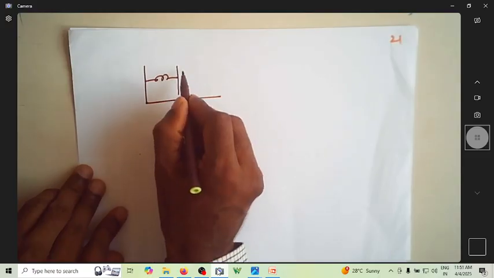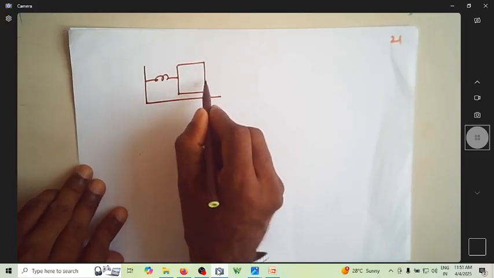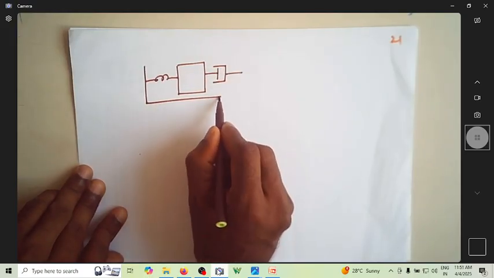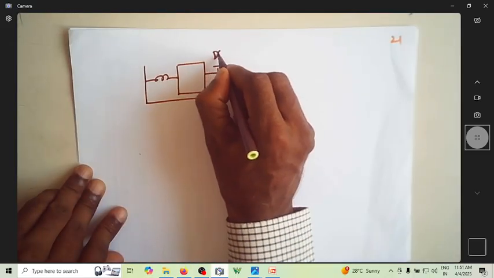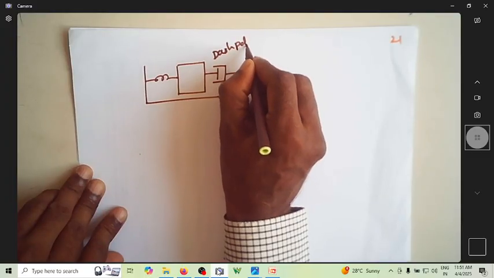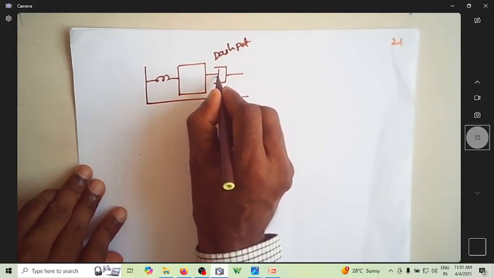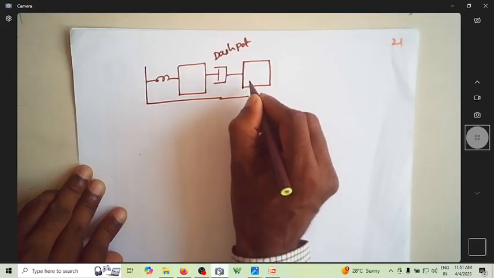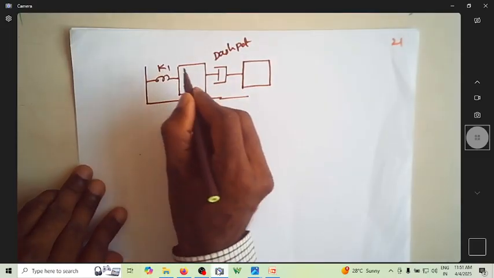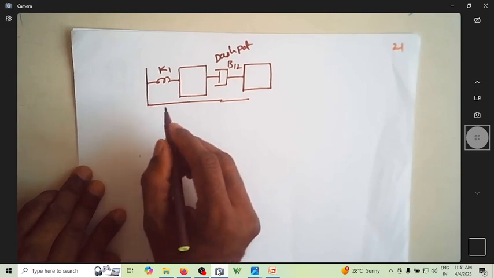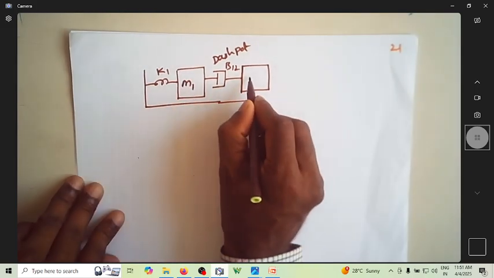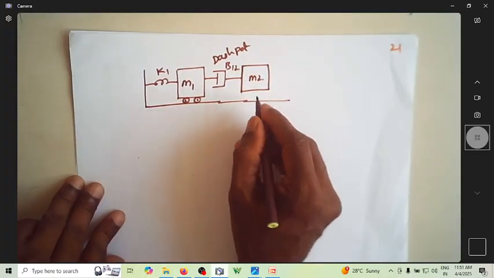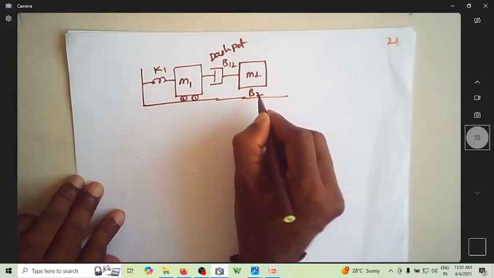So now let me consider this as my second mass. This is the representation of a friction, which is represented by a dashpot. You can see this is a piston, this is the outer cylinder. Again, let me say this is K1, this is B12, let me say it as M1, let me say it is M2. Let me consider there is no friction here, so let me consider friction B2.